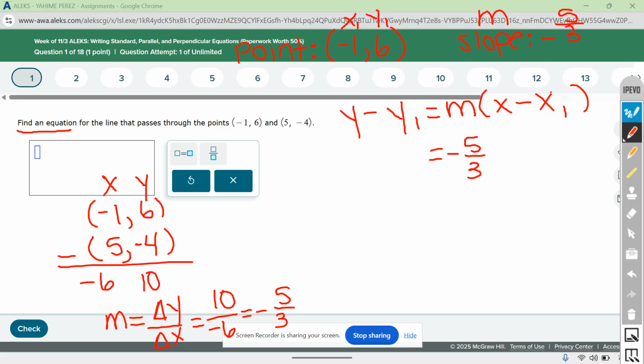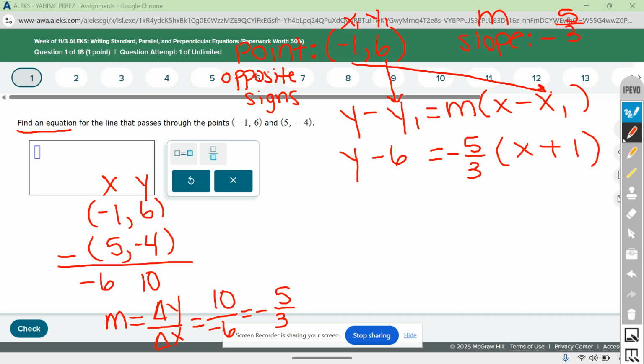is my x1 and my y1, right? So -1 goes where x1 is, and 6 goes where the y1 is. The x value goes with the x, and the y value goes with y. I just have to remember that when I plug it into the equation, this point gets opposite signs. So in this case, it would be y minus 6, in parentheses, it would be x plus 1, because I'm giving -1 opposite signs and I'm giving 6 opposite signs, right? And since they didn't specify what form, I'm able just to leave it in point-slope form. So that'll be my answer.